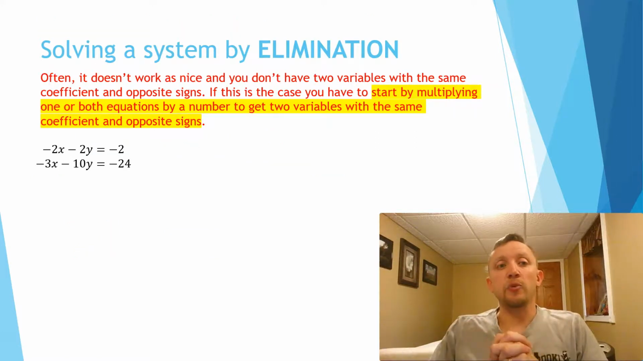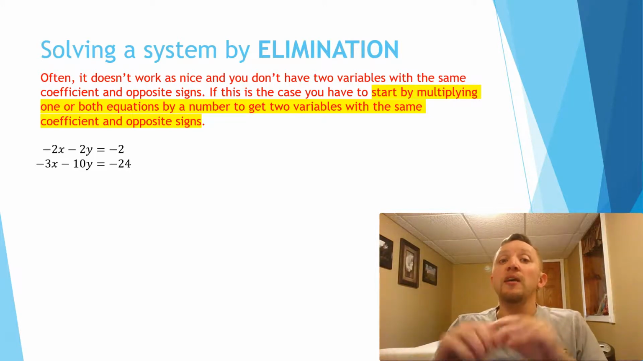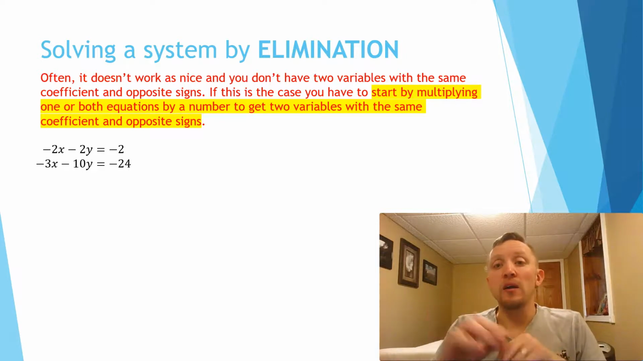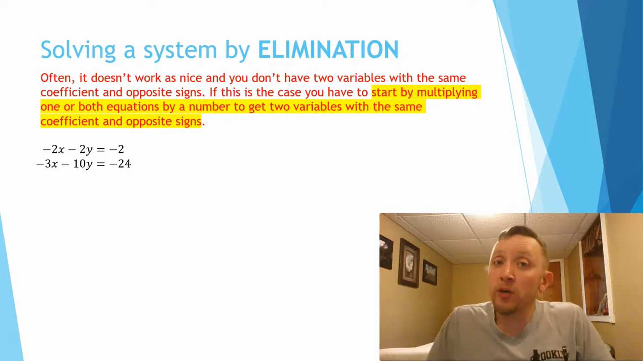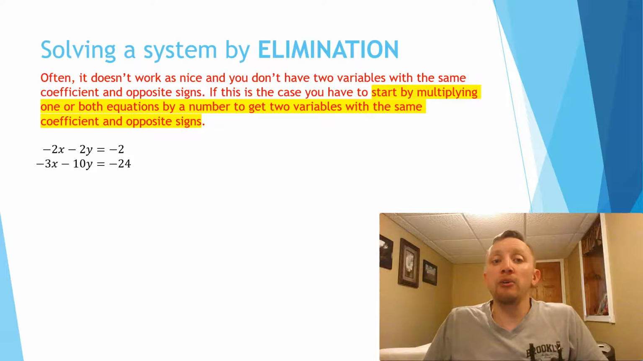Like this next example, it says often it doesn't work as nice. And you don't have two variables with the same coefficient and opposite signs. If this is the case, you have to start by multiplying one or sometimes even both equations by a number so we can get two variables with the same coefficient and opposite signs. Remember, with elimination, that is our goal, to have two variables with the same coefficient but with opposite signs.